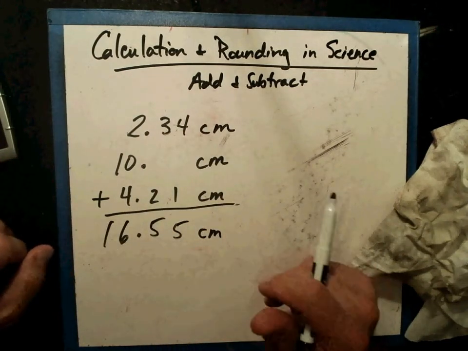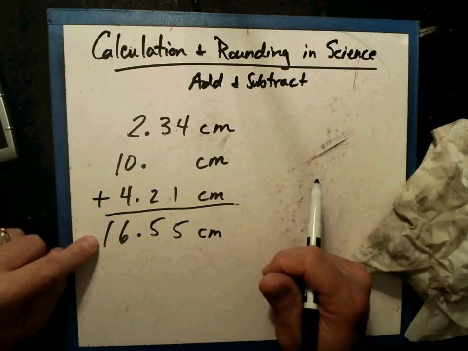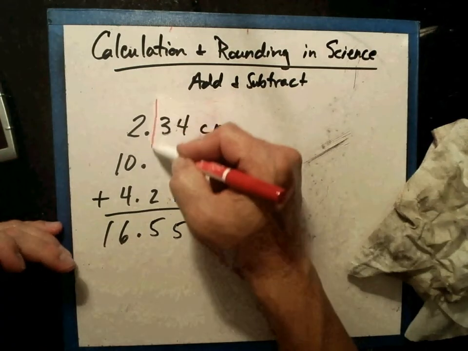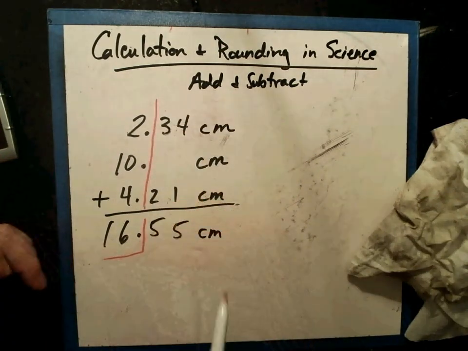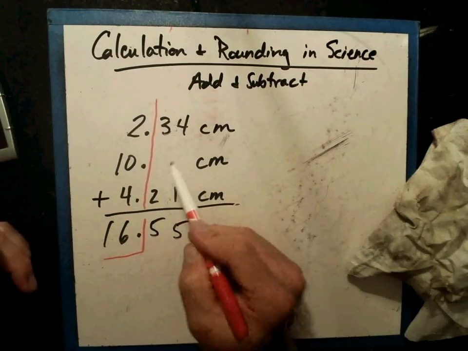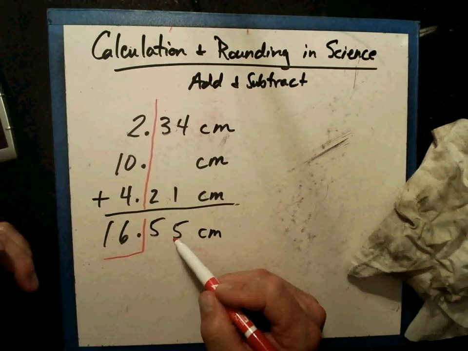The question is, is this the exact answer? Well, where's the last place they all overlap? Here is the last place they all overlap. Why? This guy doesn't have any decimals. Since that doesn't have any decimals, my answer can't have any decimals.